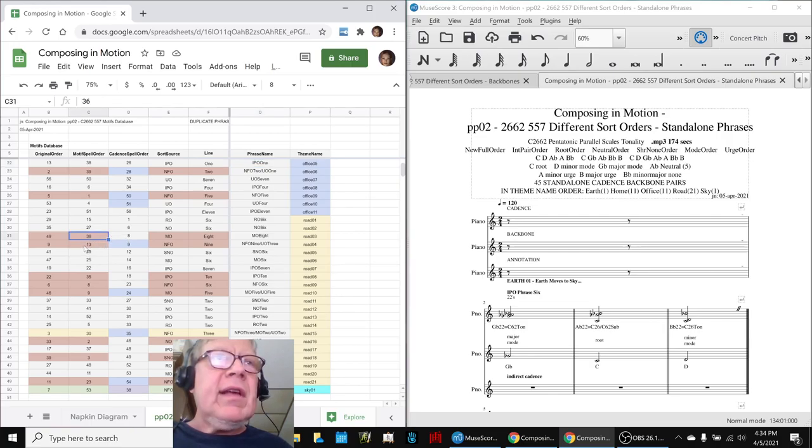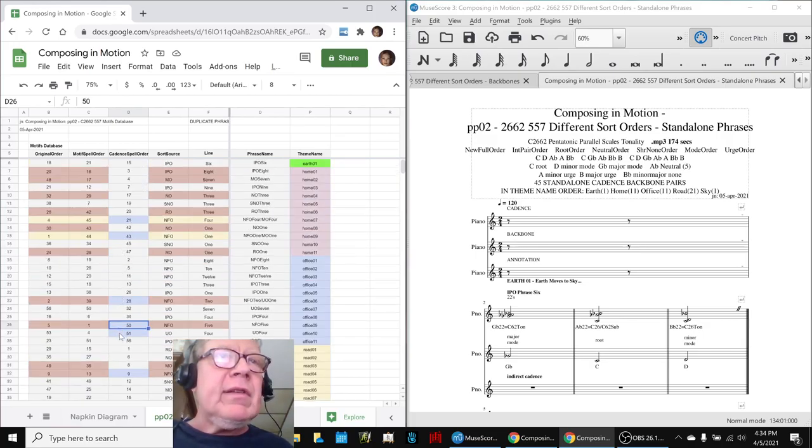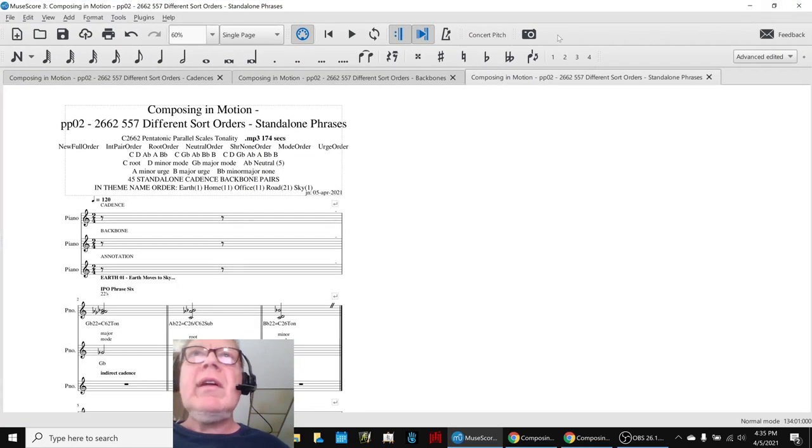This might be the same motif as this, but they have a different cadence. Similarly, this might be the same cadence as this, but they have different motifs. So that was kind of cool. We have successfully sorted this entire piece of music into 45 standalone phrases in theme name order: Earth, Home, Office, Road, Sky. So what we're going to do for you is play this to bring us home.